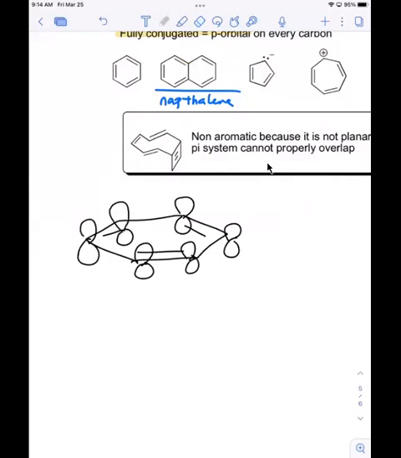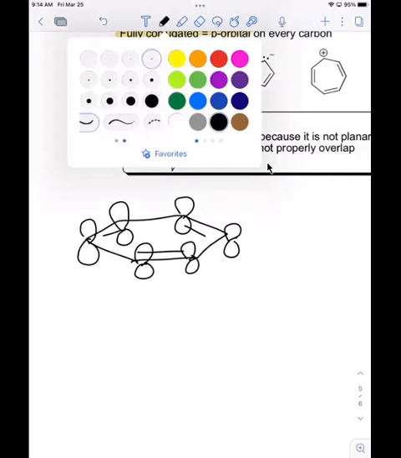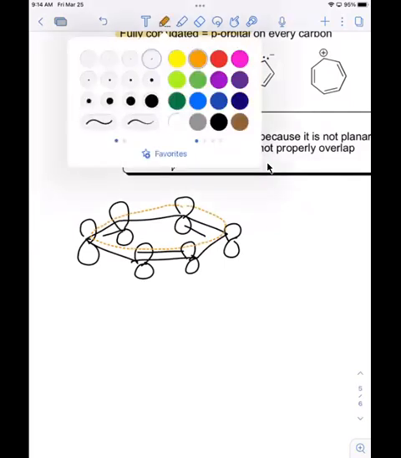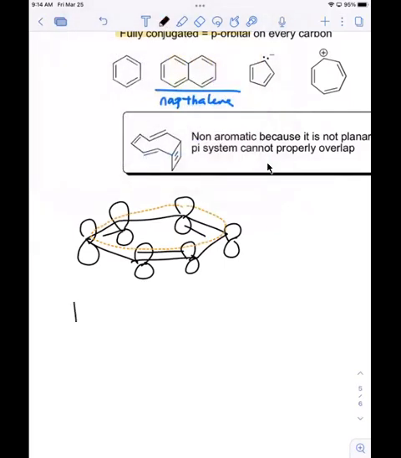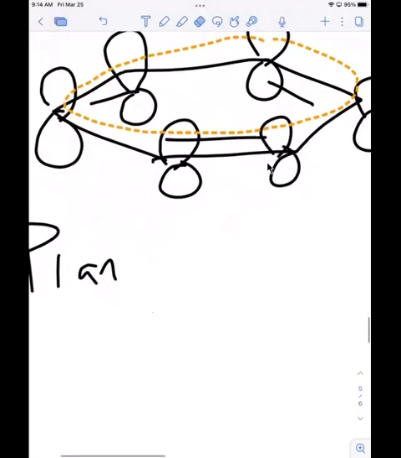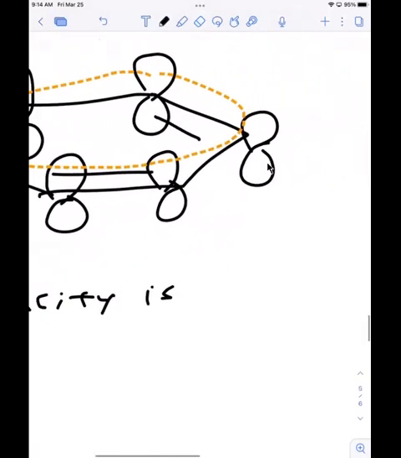Right, what you'll notice is that those pi bonds and those p orbitals that make them up, if they're planar like this, all those p orbitals can see each other. So planarity is required for orbital overlap.